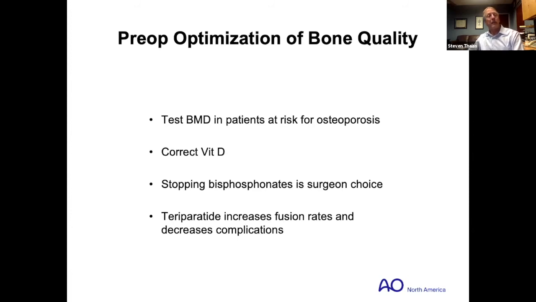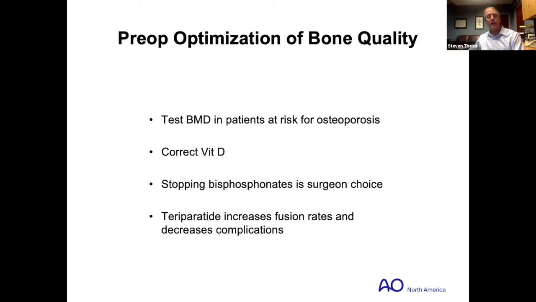So getting back to a summary of pre-op optimization of bone quality, you need to test for bone mineral density in patients at risk for osteoporosis. Definitely correct your vitamin D. You probably don't need to stop their bisphosphonates, but if you want to, you're going to be okay.